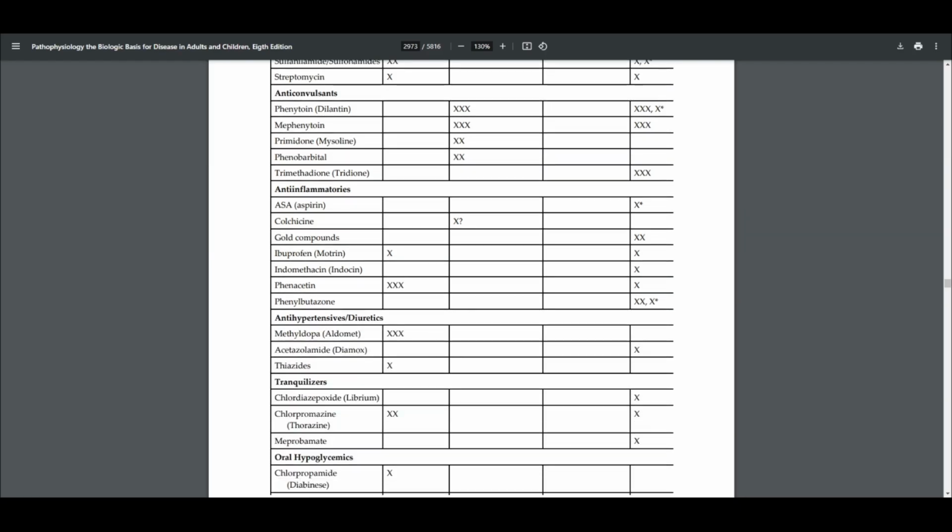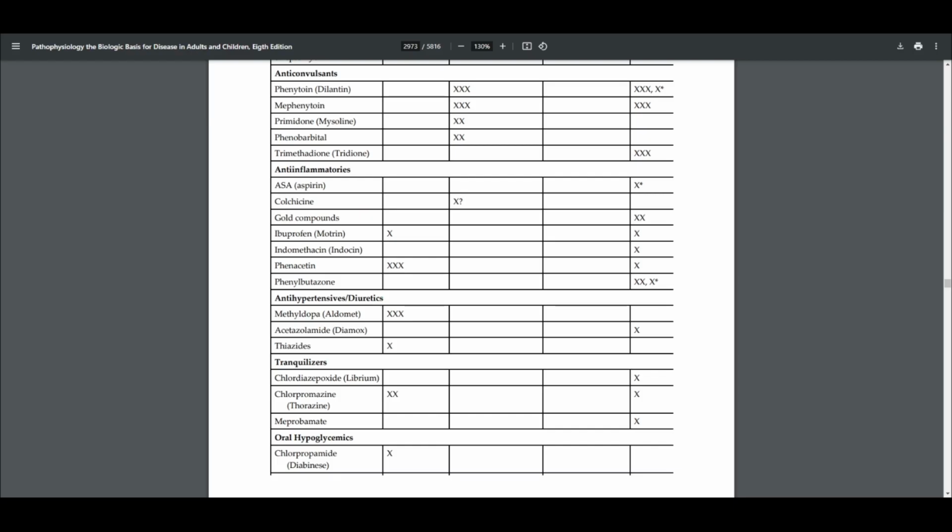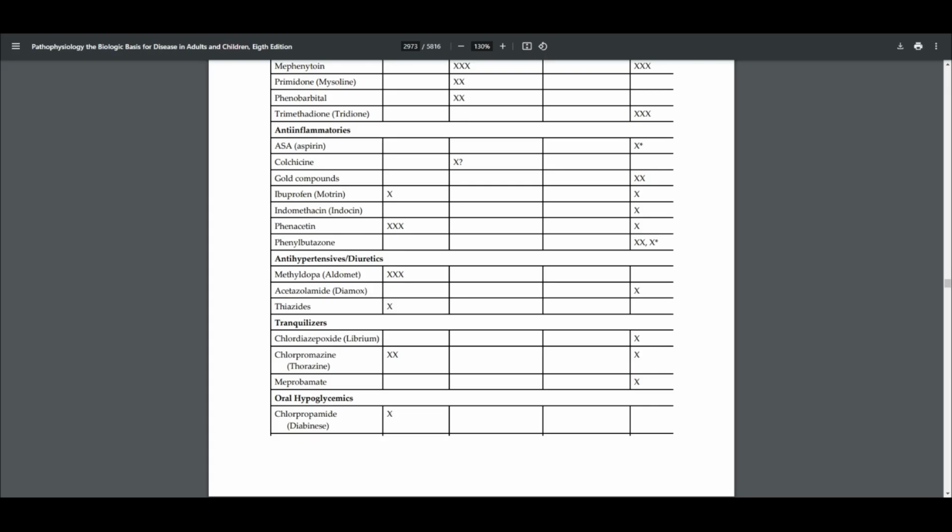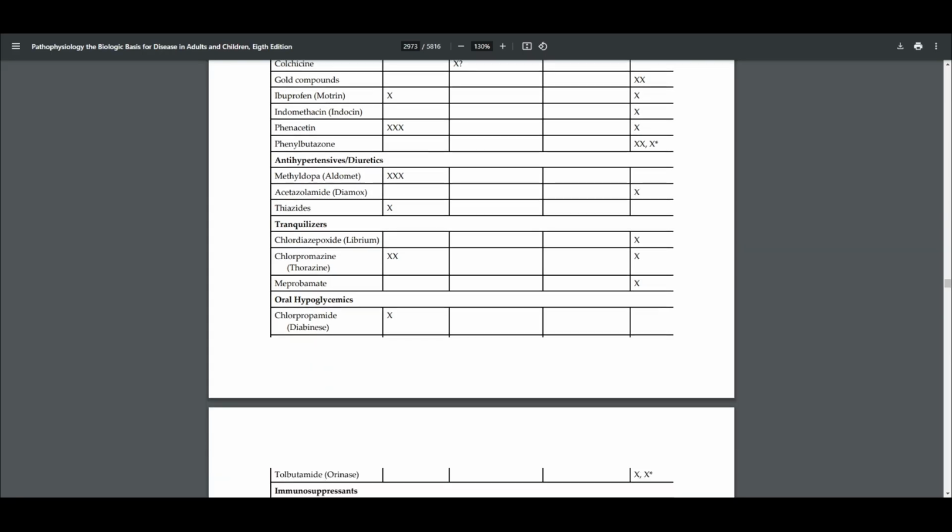Try to go somewhat slowly here so that you can see them all. Again, if I'm ever going too fast, just hit pause.